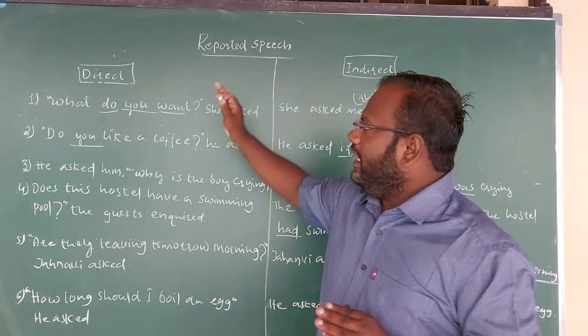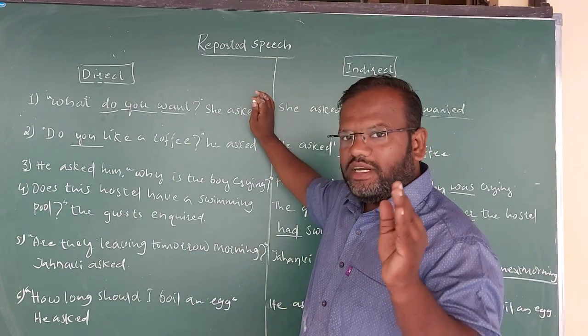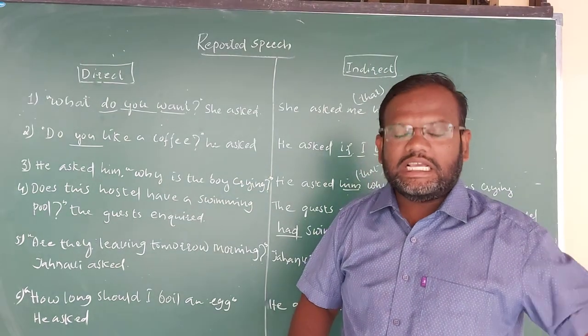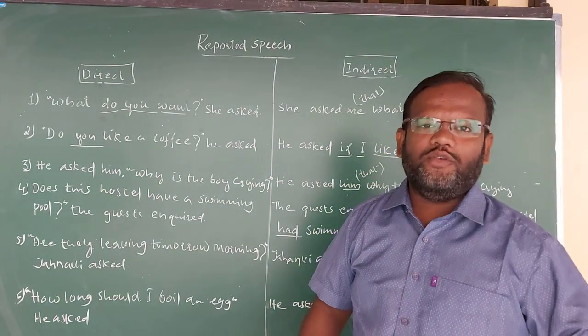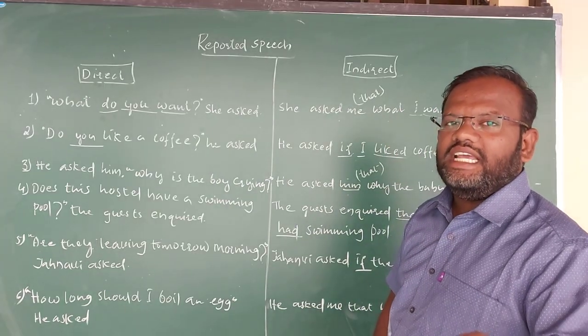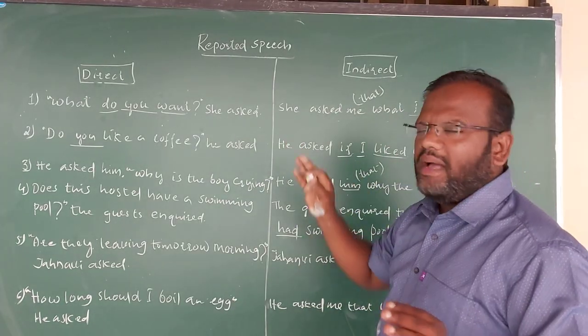What we need to do: it is in the interrogative form in direct speech, and when we change it into indirect speech, it should be in the assertive form. So let's focus on that. "What do you want?" she asked. Here we can imagine anything.